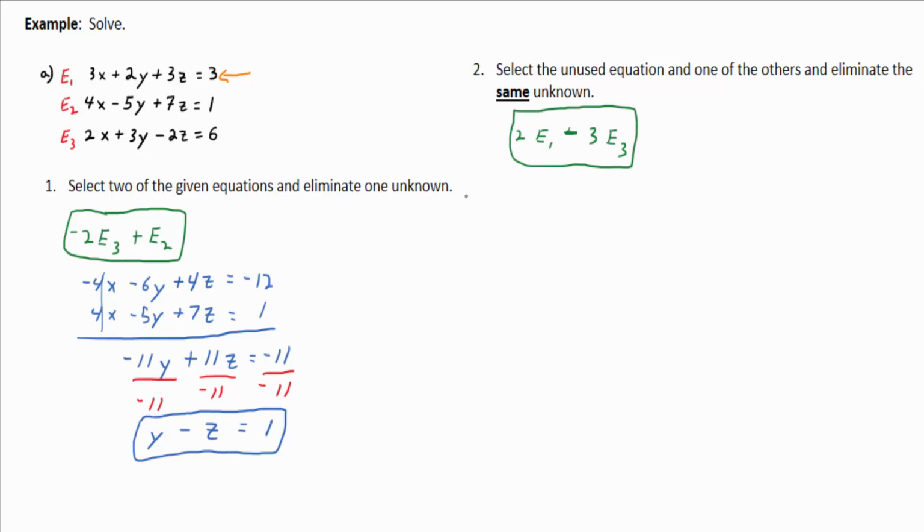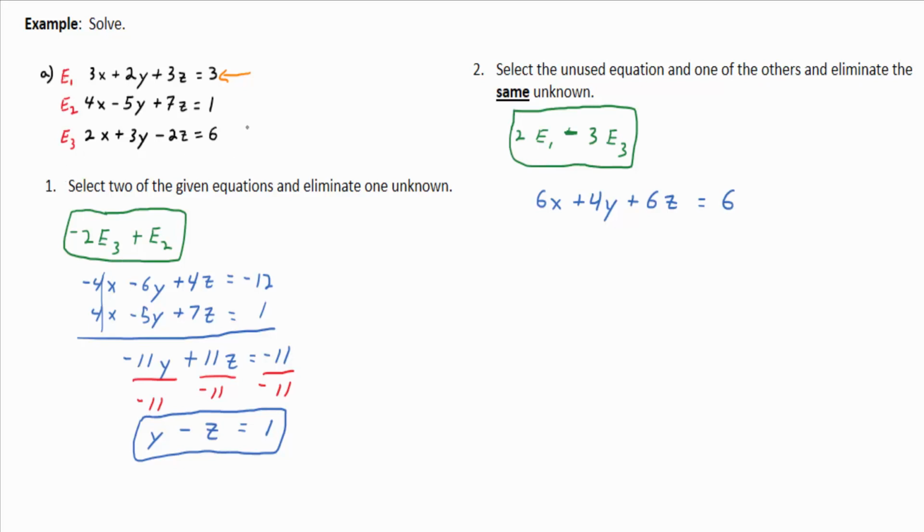Okay. Or you could have said negative 3 times E3 plus 2 times E1. You'll see me do it both ways. So if I do that, okay, just double E1. That's easy enough. 6x. If you double the 3x, you get 6x, and then plus 4y plus 6z equals 6.